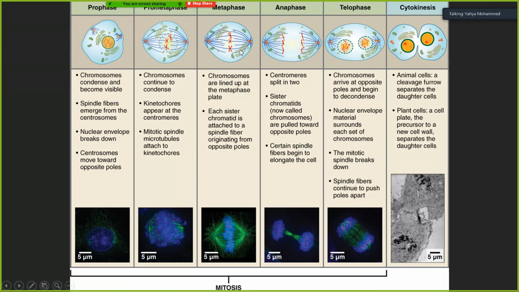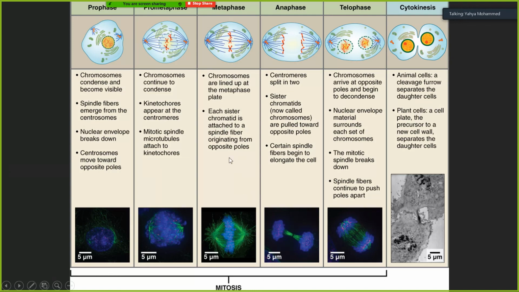You see these blue lines? The blues are what they call the spindle fibers. Wait, which one are you looking at? This one down here? Yeah. The same thing down here: the blue is the chromosome, and the green are the spindle fibers. Oh, okay, I was looking at this picture, not the top one.